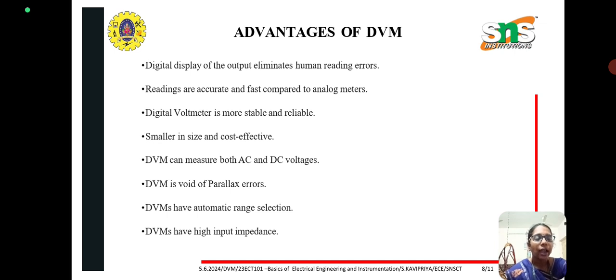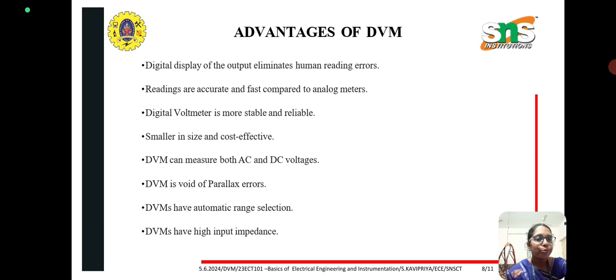And next are the advantages of a digital voltmeter. First one is the digital display of output, so it eliminates human made errors. And next, the readings are accurate and it is faster when compared to the analog voltmeter. And next, the digital voltmeter is more stable and more reliable. It is smaller in size and it is cost effective. It can measure both AC and DC voltages.